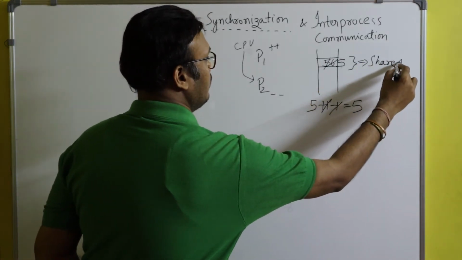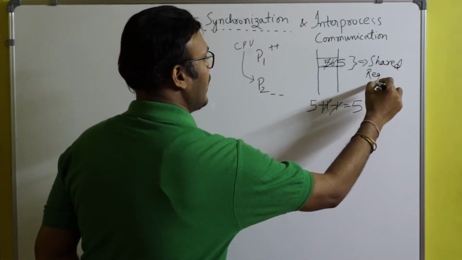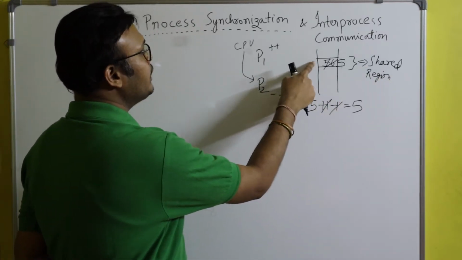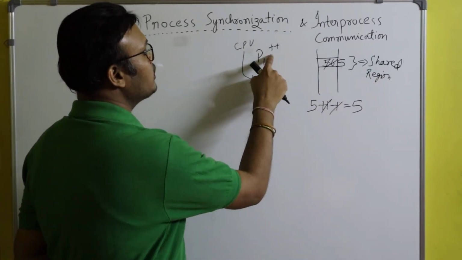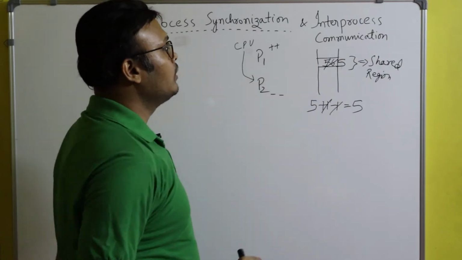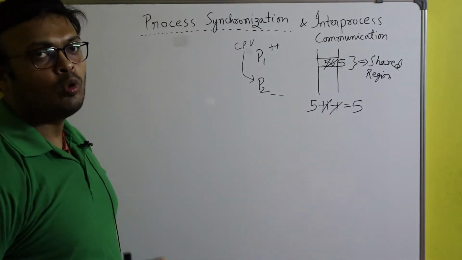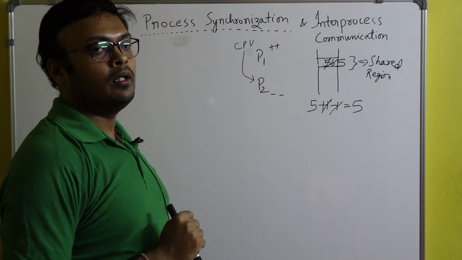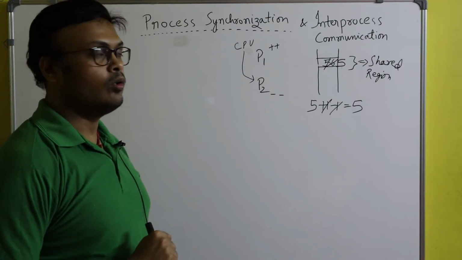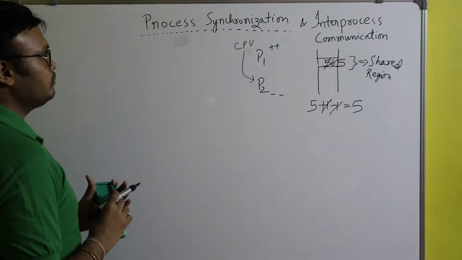Shared region. Why? Because here you see this region is being shared by process P1 and P2. Process P1 and P2 both are accessing this region. But now I am going to tell you how the result can become inconsistent. So just focus here.